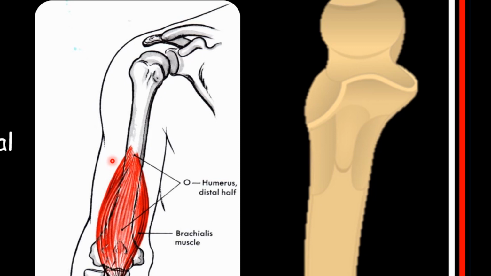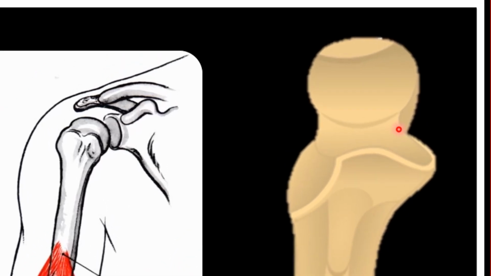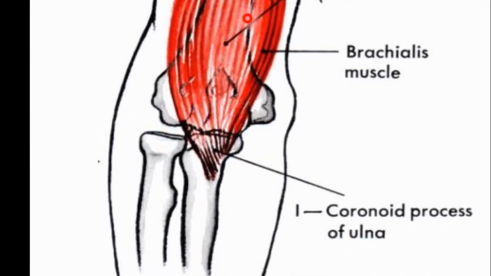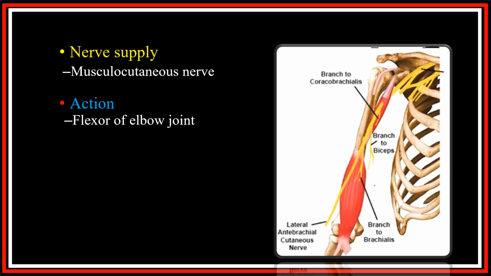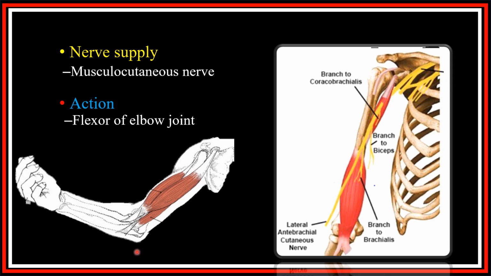Its insertion is on the ulna, and the part of the ulna it inserts on is this process, which we call the coronoid process of the ulna. This is the coronoid process of the ulna, and this is its insertion here. The nerve supply is musculocutaneous, and it is a powerful flexor of the elbow joint. This is the function of flexion as is done by the brachialis.